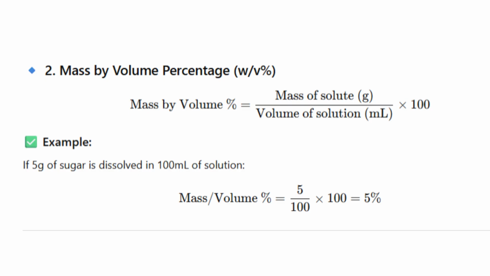Step 1. Apply the formula. Mass/volume percent equals 5/100 times 100 equals 5%. So, the mass by volume percentage of the sugar solution is 5%. This tells us that in every 100 milliliters of the solution, there are 5 grams of sugar. Such calculations are useful in medicine, chemistry labs, and daily kitchen measurements too.